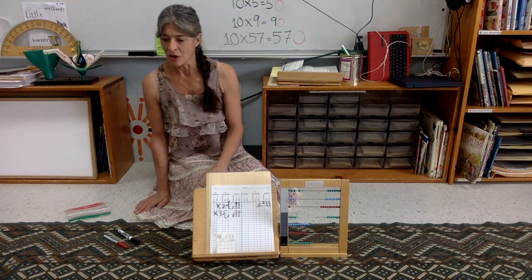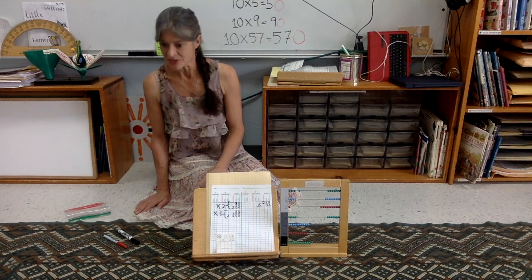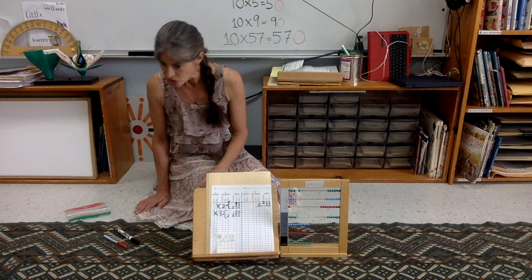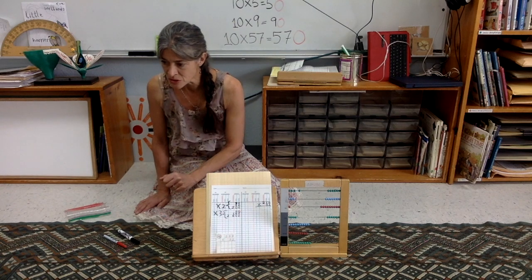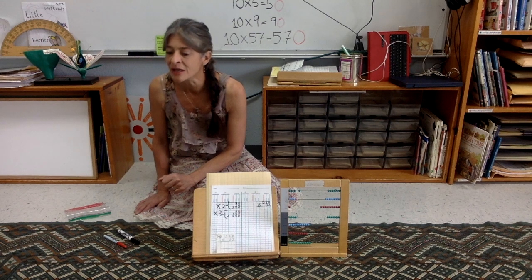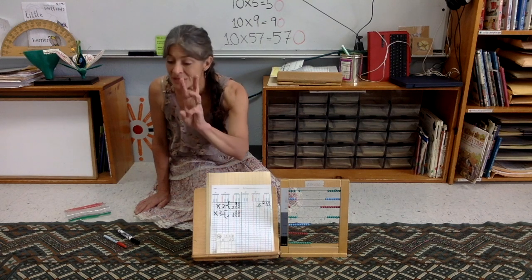Good. So wait. All of you, do your thousands. 1, 2. Just 2 of them. 1, 2. Once. 1, 2. Twice. That's 3. Good. 1, 2, 3 times.